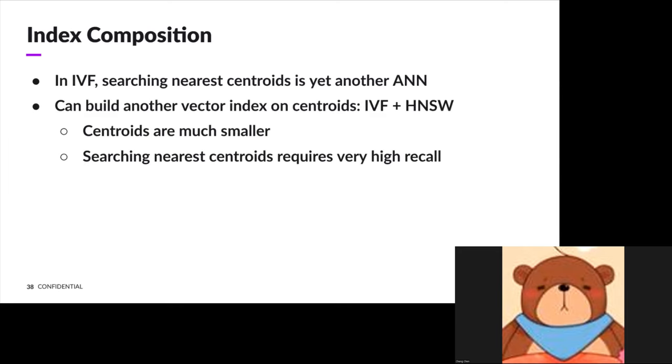So vector index algorithms can also be composed. Recall that searching nearest neighbors in an IVF index involves first searching nearest centroids, which is yet another ANN problem, and it can be sped up by another vector index. For example, IVF plus HNSW builds the HNSW on IVF centroids. This is particularly good because HNSW has large index size, but it's now built on a smaller number of centroids, while HNSW has high recall, which is crucial for searching nearest centroids in IVF.